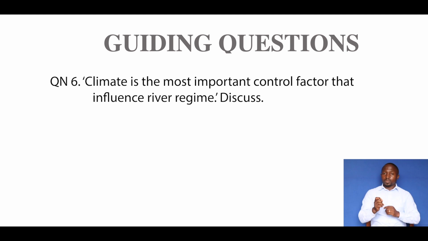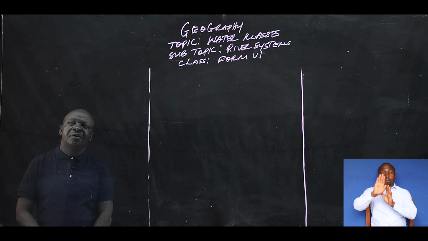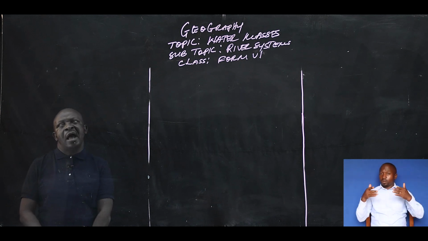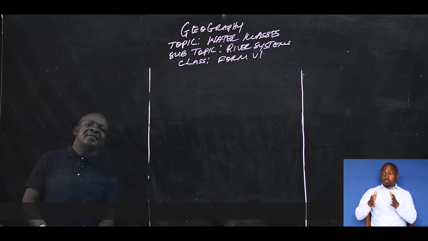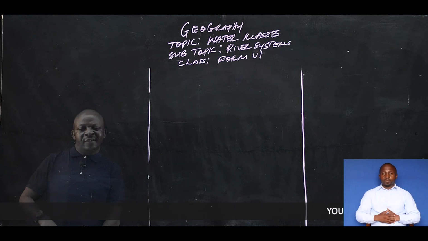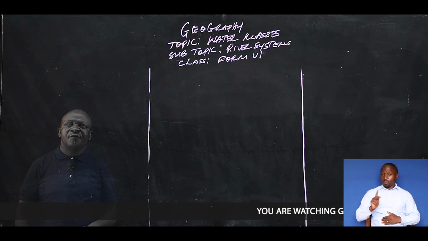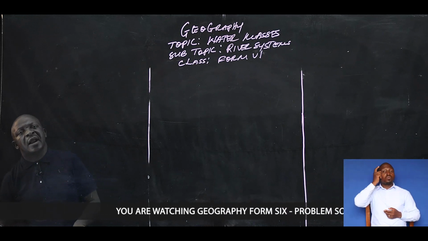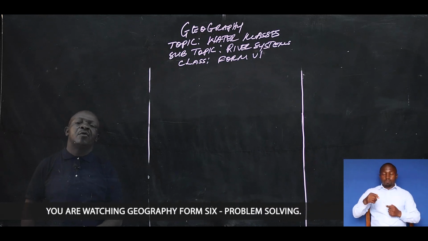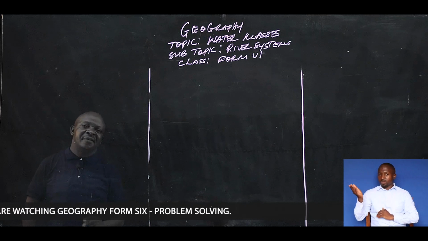Question number 6 asks us: climate is the most important control factor that influences river regime. Discuss. You know, river regime is influenced by a number of factors, including climate. Apart from climate, we have the factors of the nature of the underlying rocks, gradient, size of the catchment areas, and others. Class, if all factors influencing river regime are compared, we find the climate appears the most active, while the rest are passive.